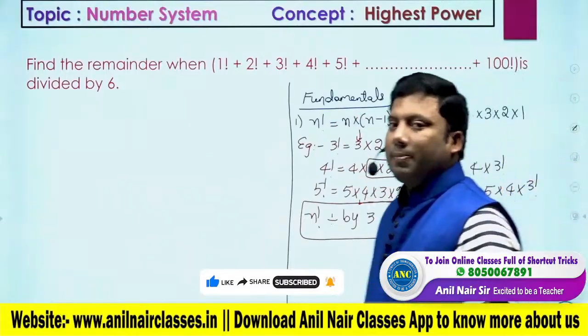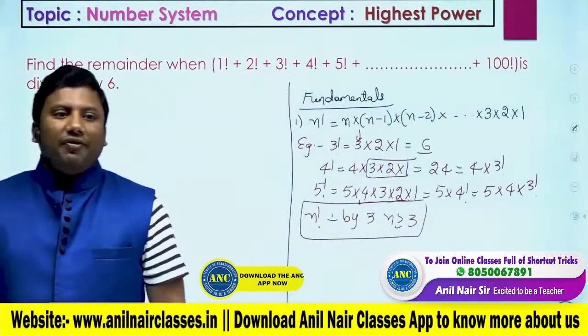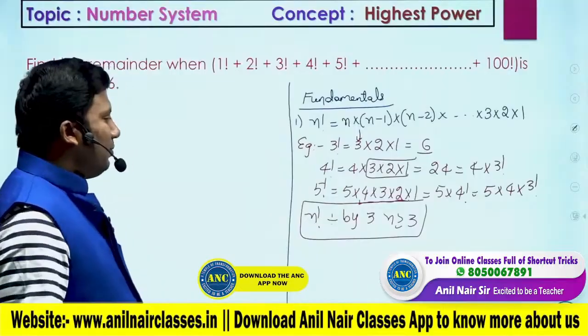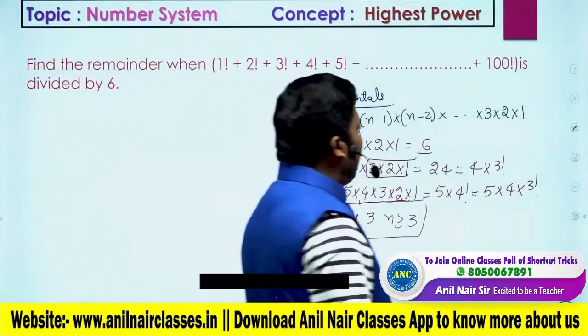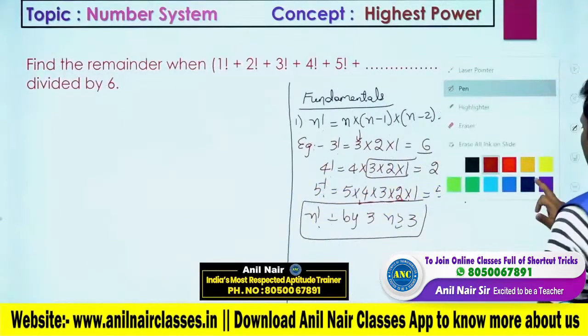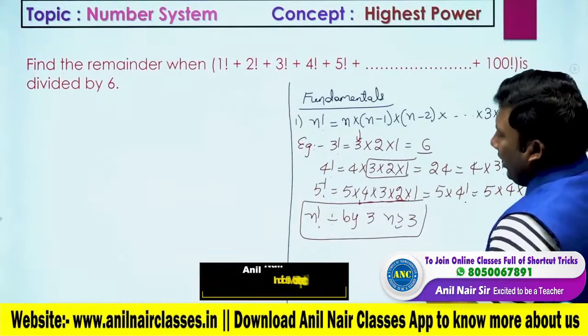This question is based upon that. N factorial is always divisible by 3. First point.